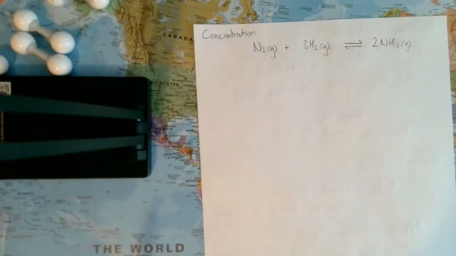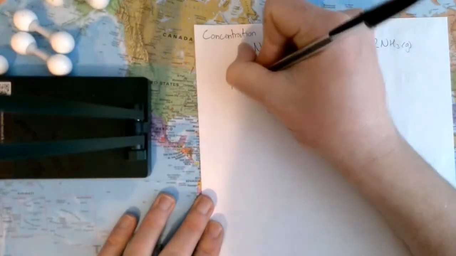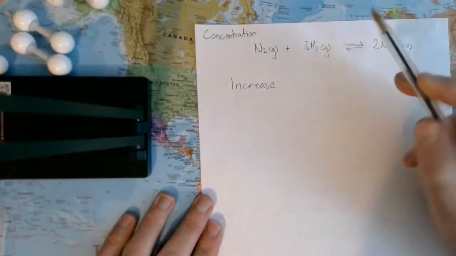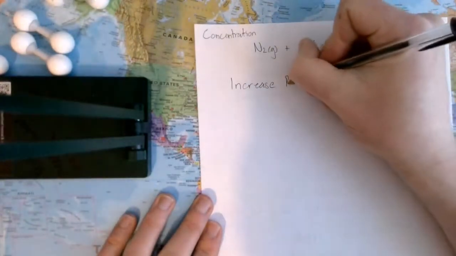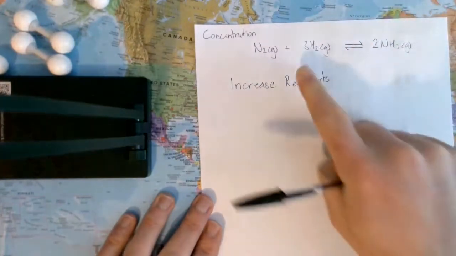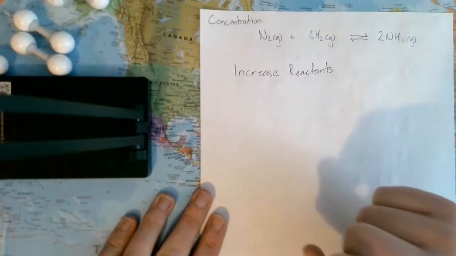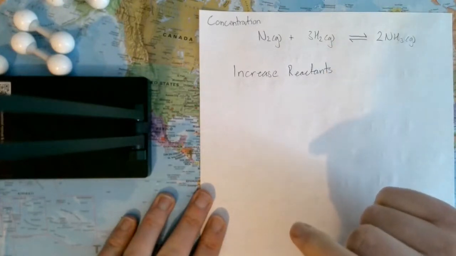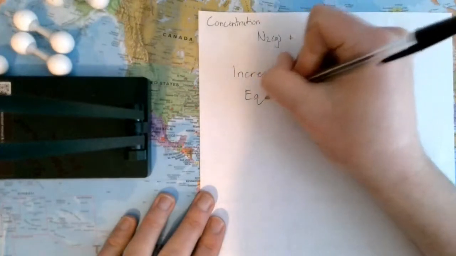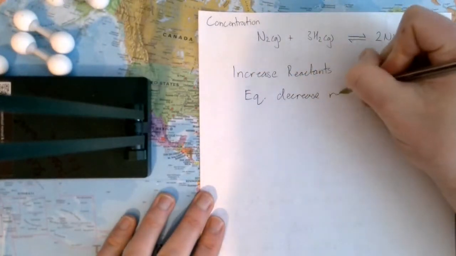Concentration. If we increase, now we can pick either, let's say we increase the reactants. Hopefully, so let's say it's by adding more hydrogen. Hopefully you're already getting the hang of this. Equilibrium will oppose that change. Equilibrium will try to decrease the amount of reactants.